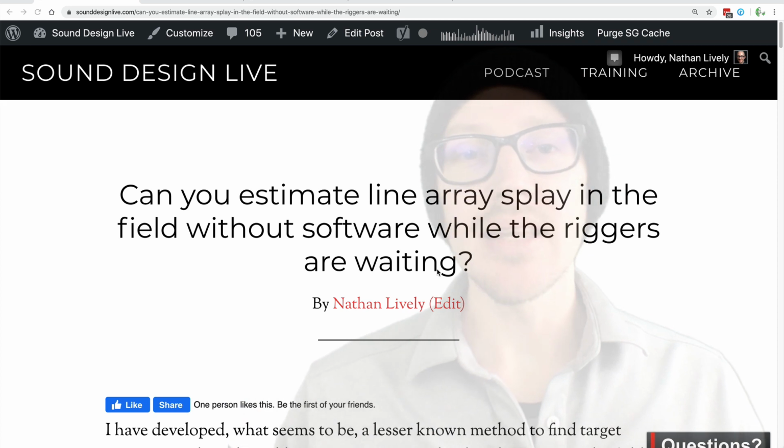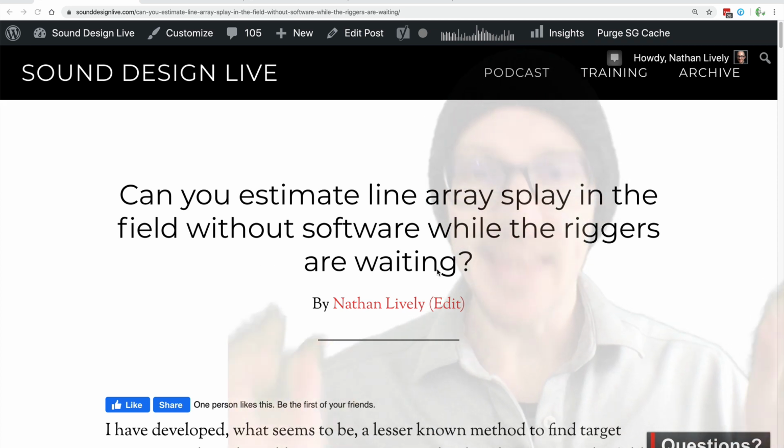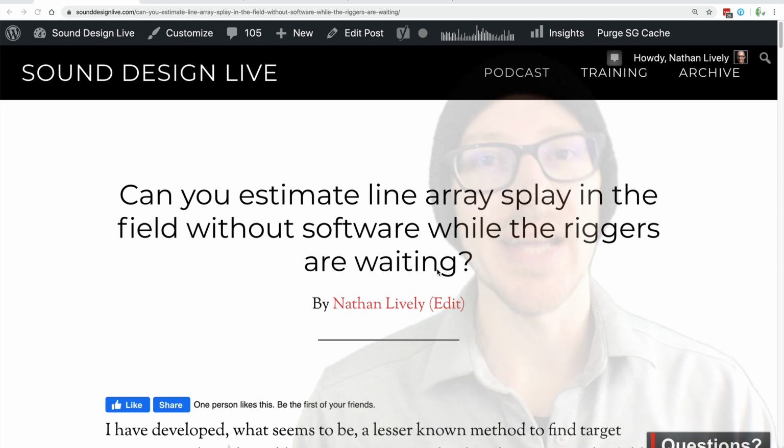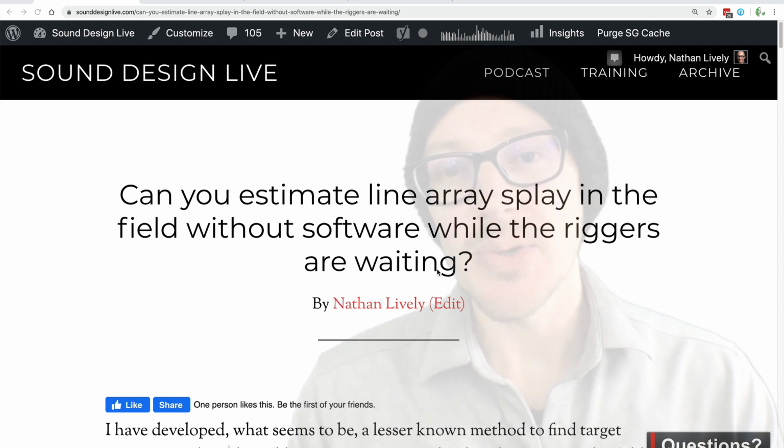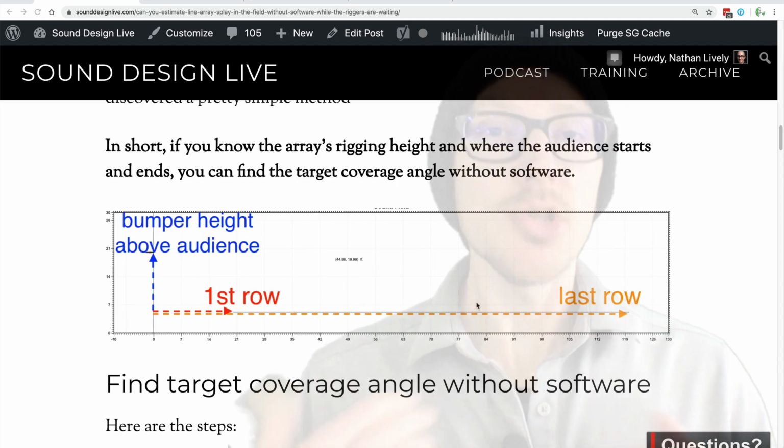So can you estimate line array splay in the field without software while the riggers are waiting on you? This is the question that I posed in the last article that I wrote. And the short story is yes.